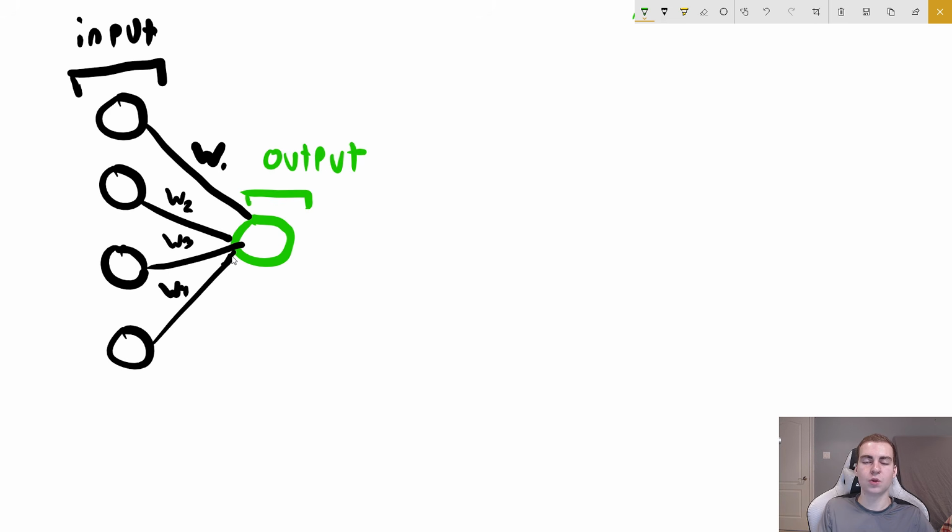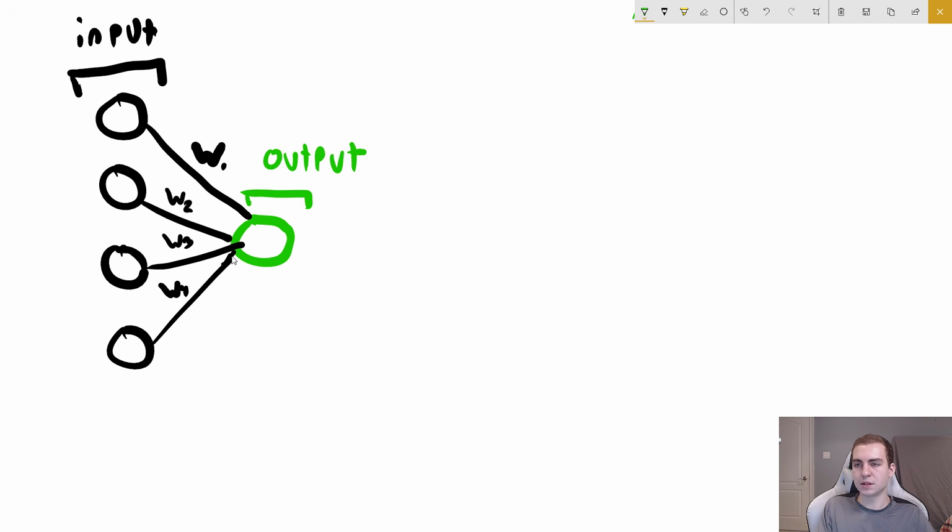Now, these are the only 2 layers that we really concern ourselves with when we use a neural network. Obviously, when we create them, we have to determine what layers we're going to have and the connection type. But when we're actually using the neural network to make predictions or to train it, we are only concerning ourselves with the input layer and the output layer.